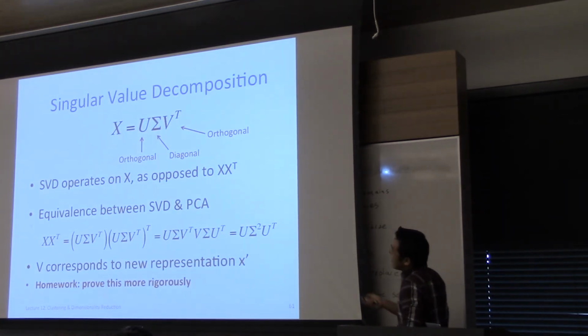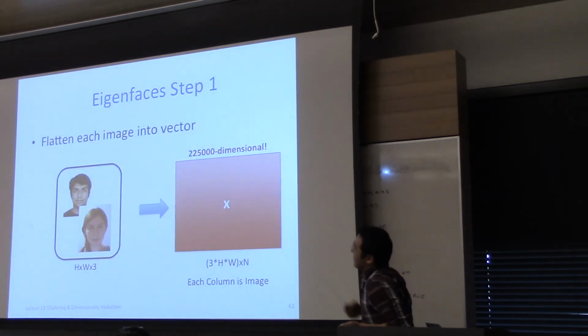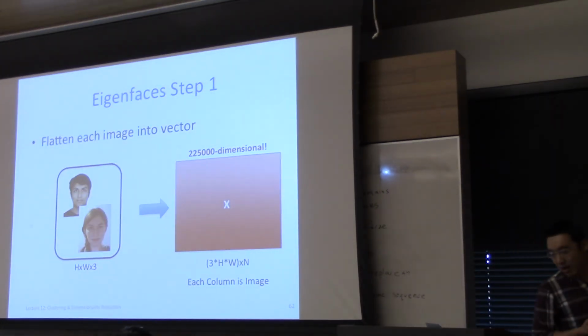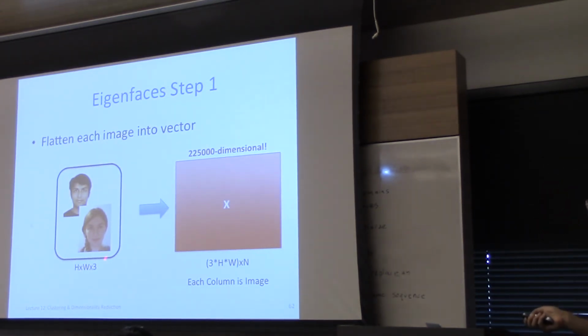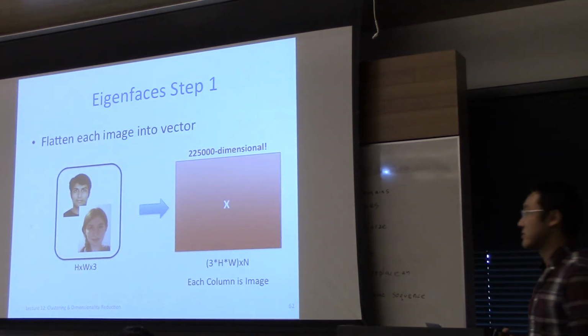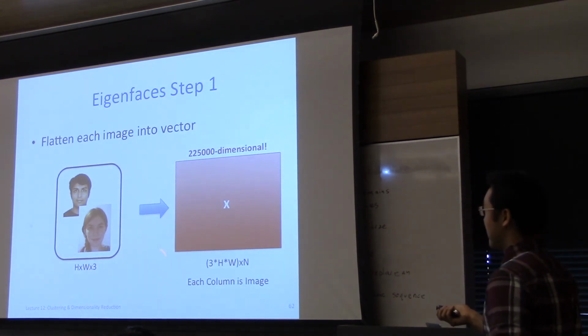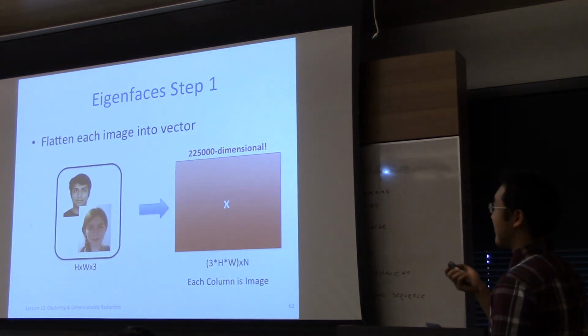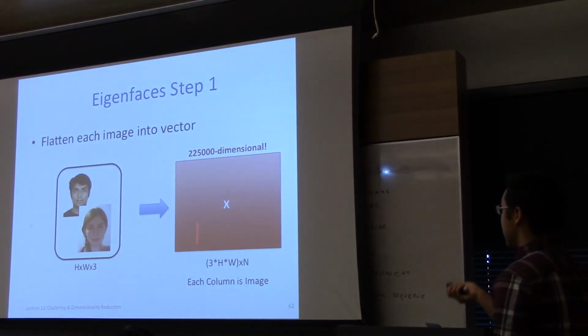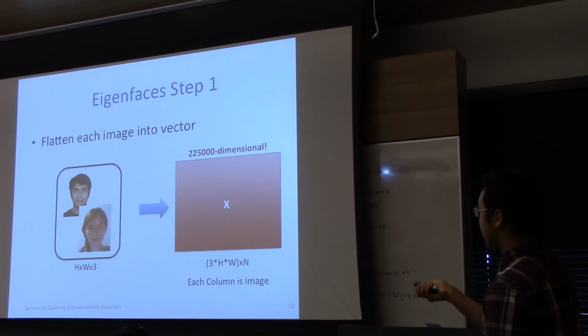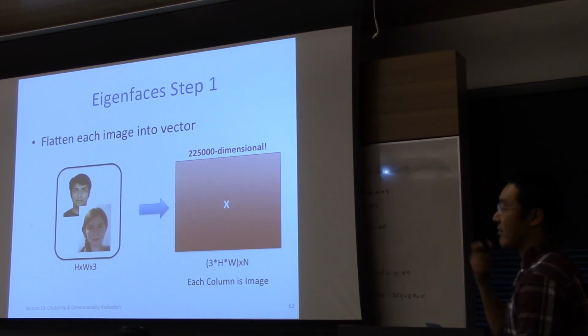So in this representation, let's go to the next slide. How the eigenfaces thing is done is we take each image. This image is height 300, width 250, and 3 channels. We flatten it into a vector. Each column of this matrix corresponds to an image, and it has length 3 times h times w, which is 225,000.